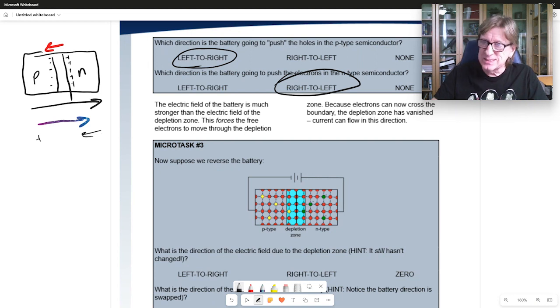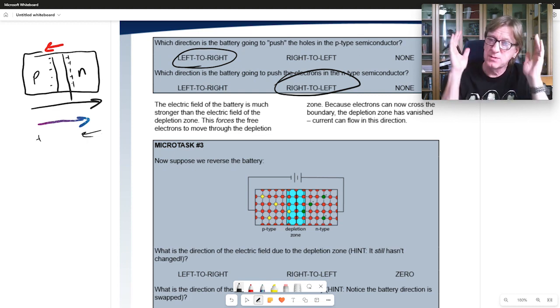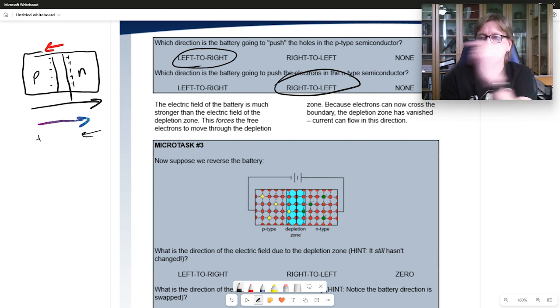Since this electric field is so much stronger, the free electrons will move through the depletion zone. Now, they don't want to, but the depletion field is very weak because it's very small, and I've got this huge electric field. So the net electric field is going to be from left to right, so my electrons will move from right to left. Current can flow. And let's stop and think about that.